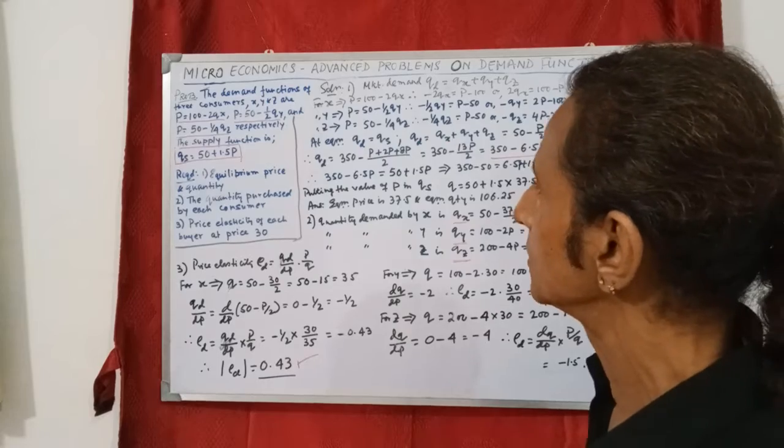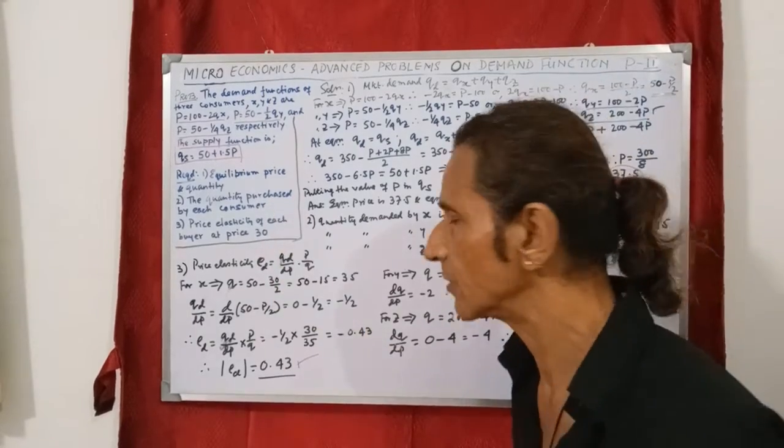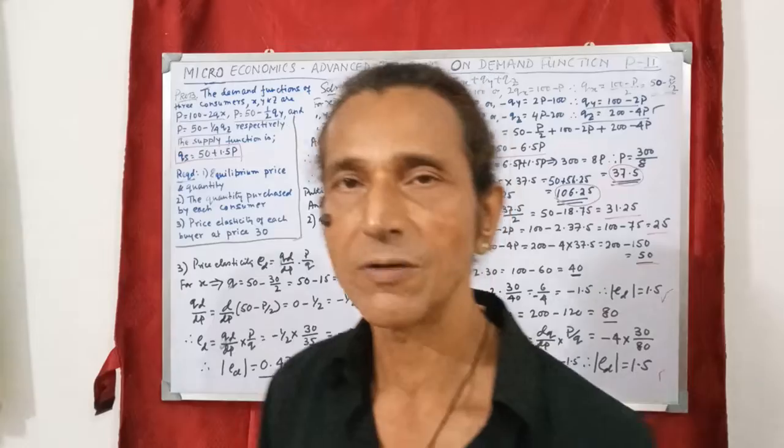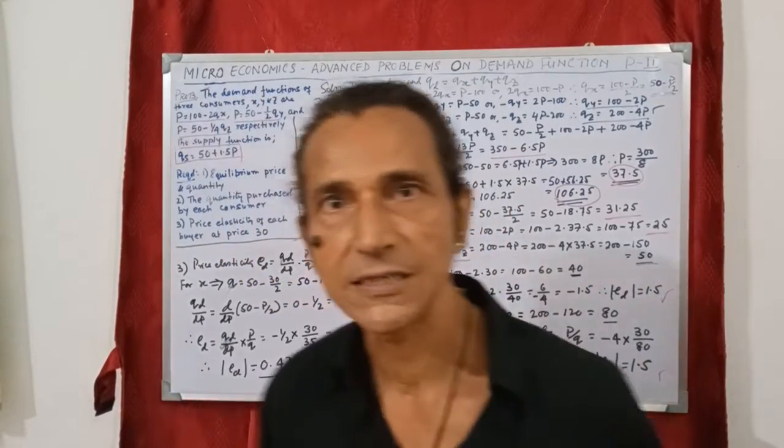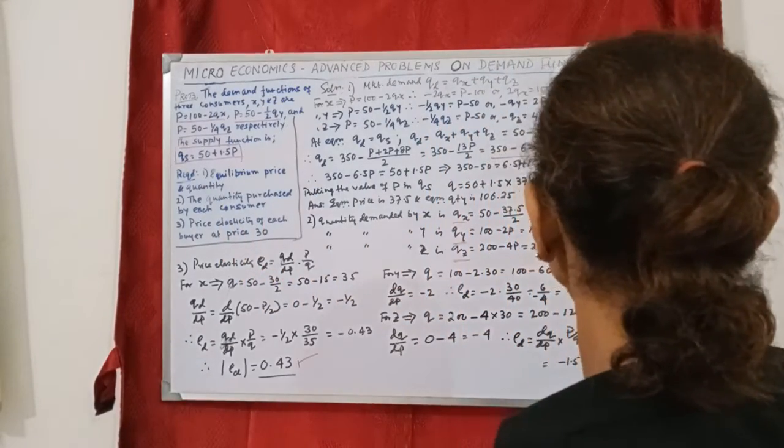And what is part 2? The quantity purchased by each consumer. Quantity purchased by each consumer means how much the consumer is purchasing at the equilibrium price, which is 37.5.